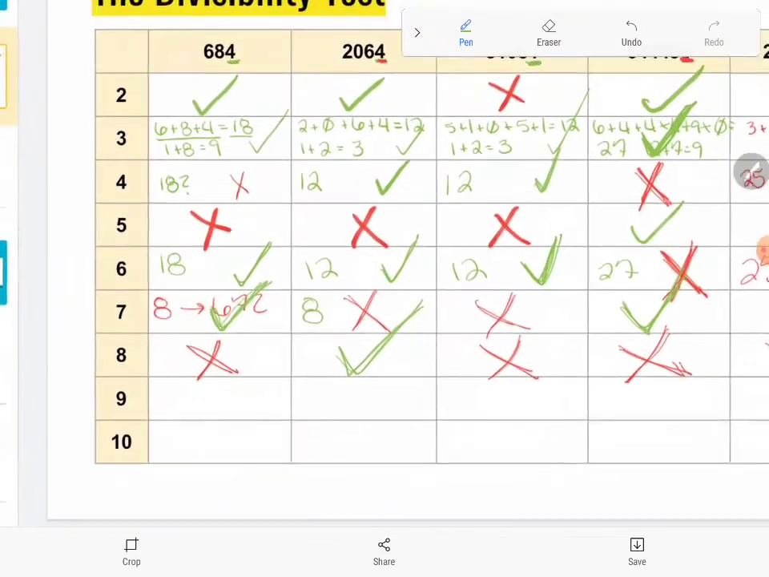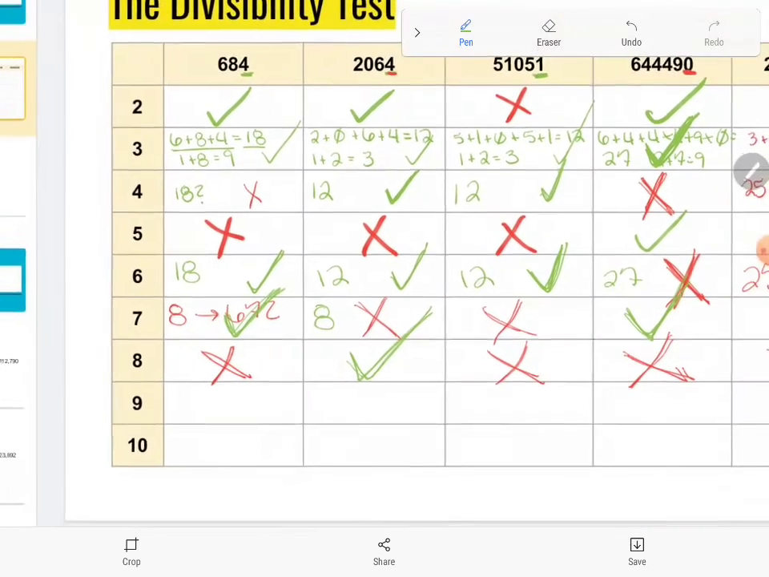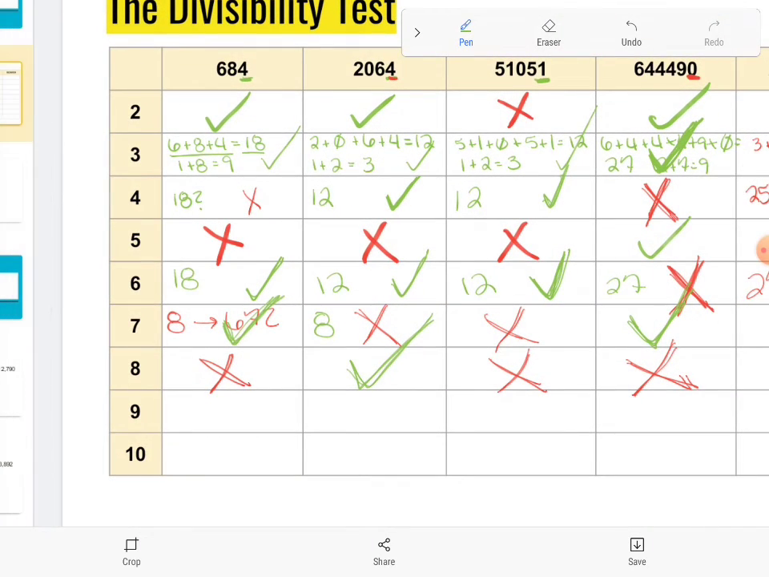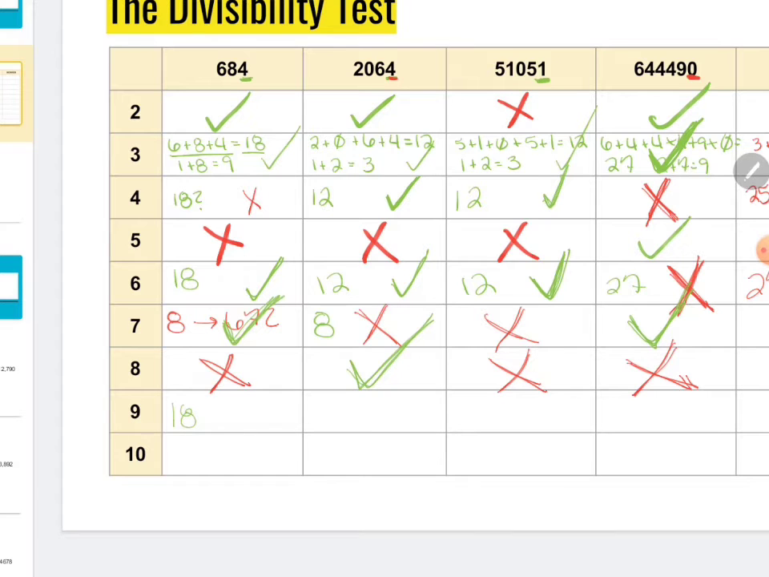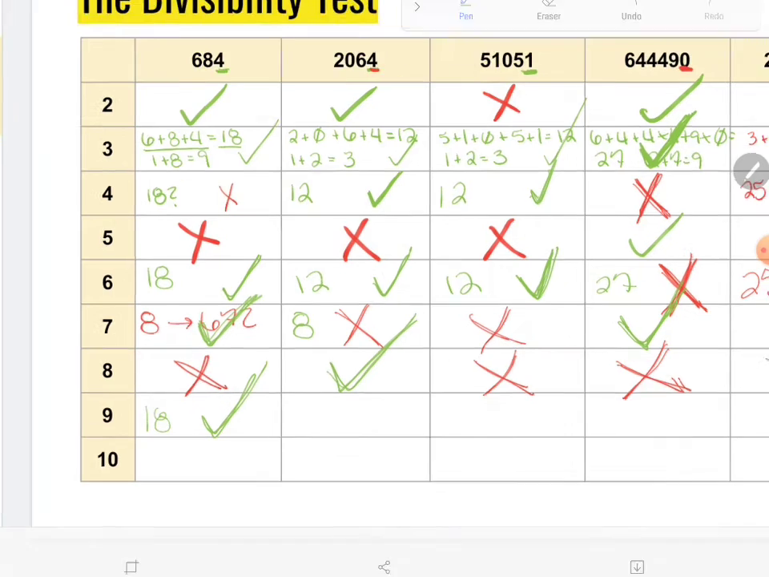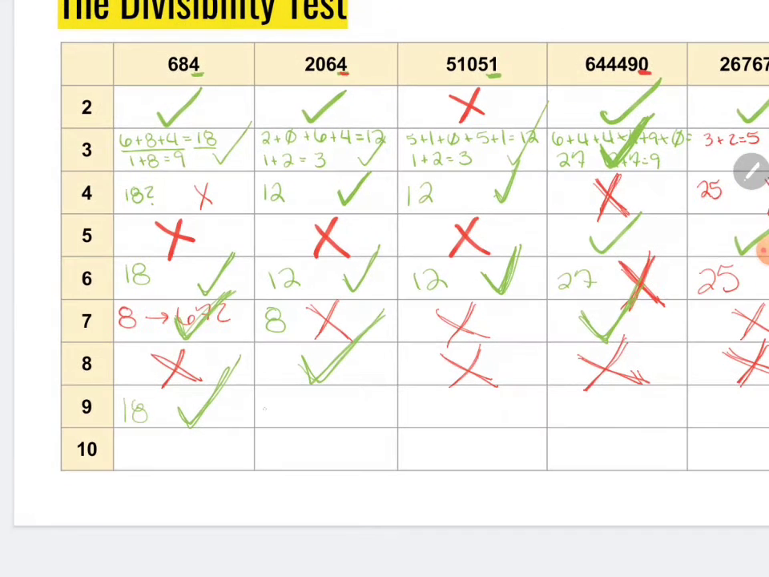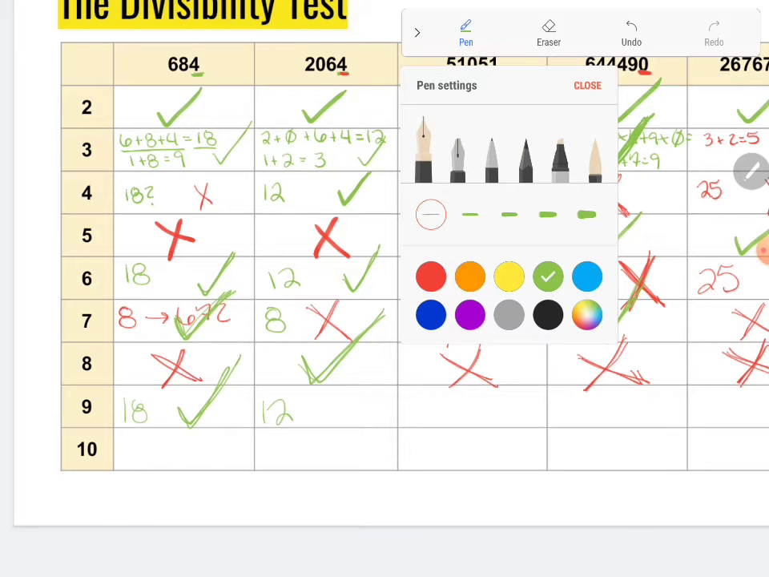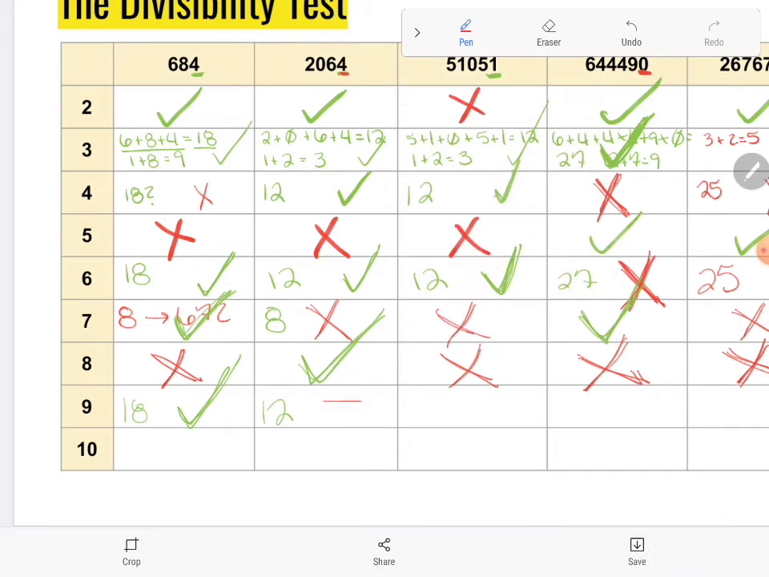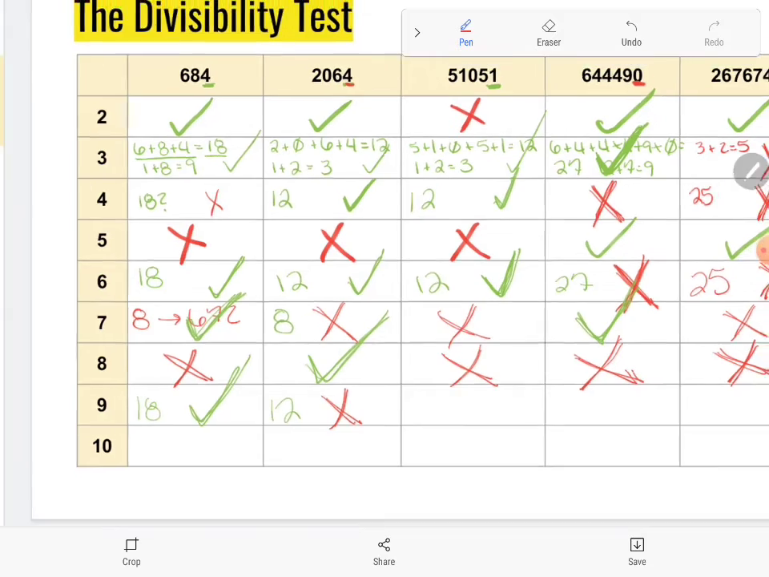For our next number, 9, we're going to do the same thing that we did with our 3s. We're just going to add everything up, and if it's a factor of 9, then it is divisible by 9. So 6 plus 8 plus 4 is going to be equivalent to 18, and since 18 is a factor of 9, it will be divisible by it. 2 plus 0 plus 6 plus 4 will be 12. 12 is actually not a factor of 9, so this number right here will not be divisible by it.